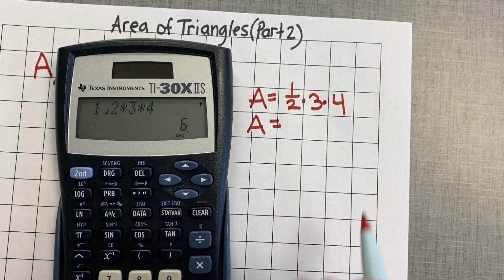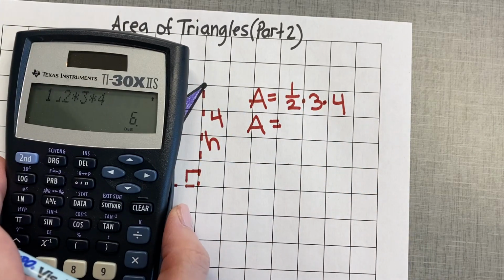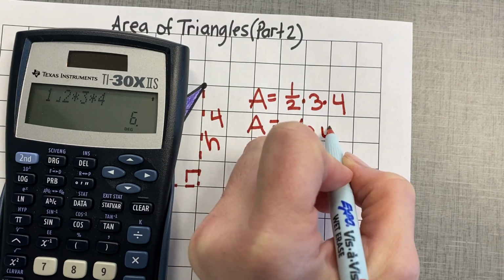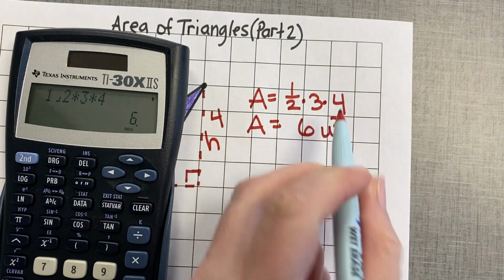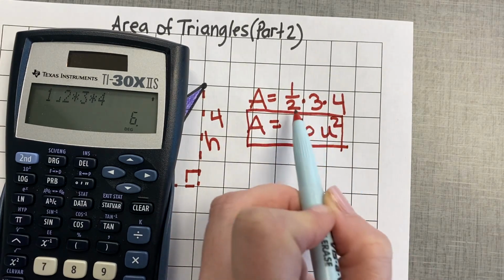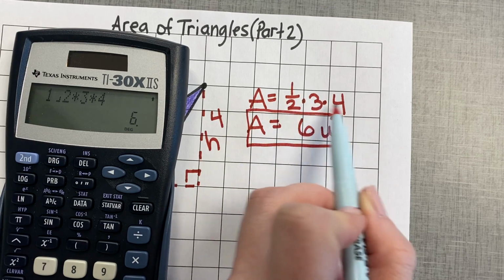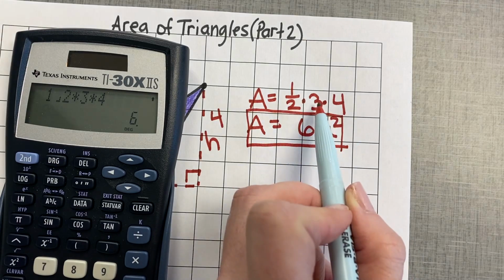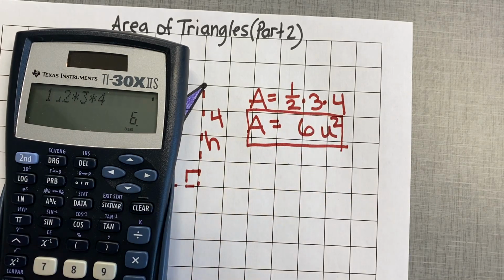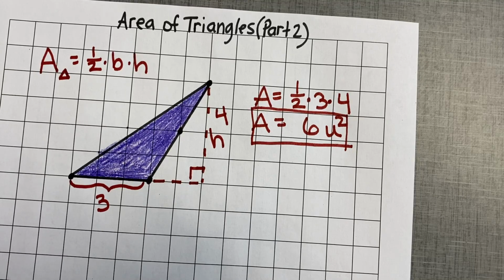And since we're taking 3 units times 4 units, that's going to be units to the second power. So final answer 6, we'll just use U for units squared, and that would be our final answer. Now, a lot of you will not need to use a calculator here because you could do this in your head. If you take these two, 3 times 4 is going to give you 12. 1/2 of 12 is, of course, 6. So that is just a little review, area of triangles.